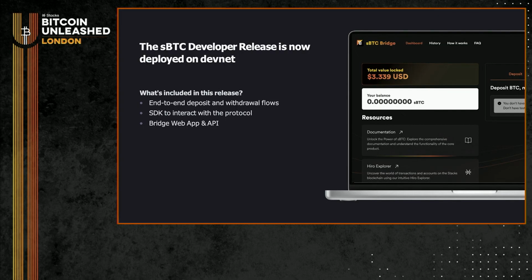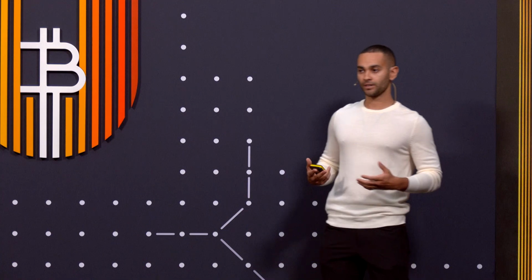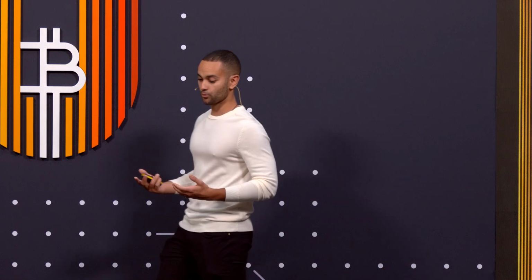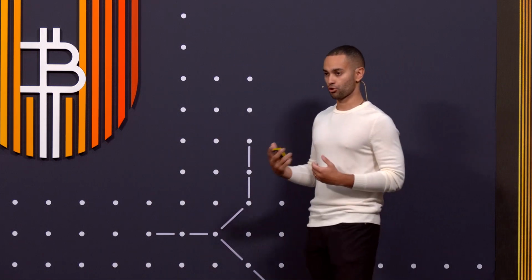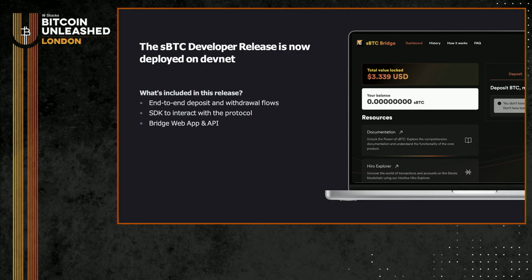And lastly, I'm excited to share with you all today that as of this week, the sBTC developer release is now deployed on DevNet. This means that developers can start running the software on their local environment, and included in this release includes end-to-end deposit and withdrawal flows for sBTC, so the ability to move Bitcoin into the layer 2, tooling such as an SDK and CLI to interact with the protocol, and a bridge web application and API to provide an easy user interface to interact with the protocol and begin to integrate the bridge functionality into your applications.